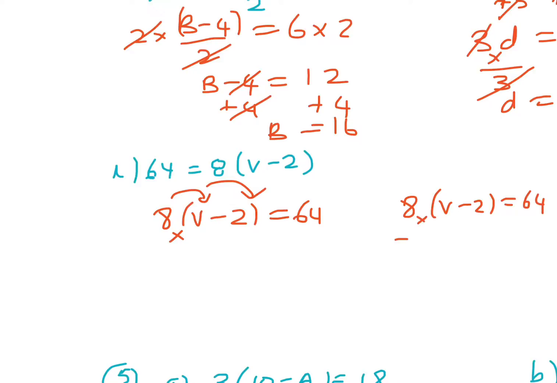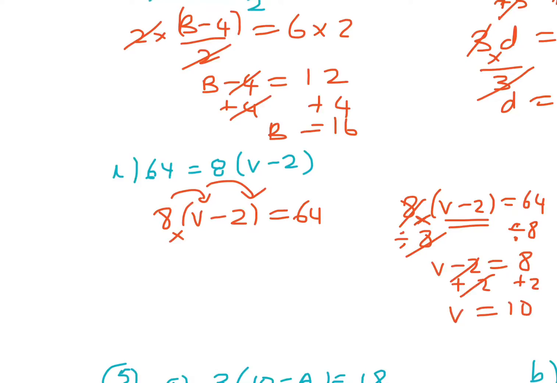If you divide it by the 8 straight away, it's actually a bit quicker, and you can do that because it's 8 times all of this, okay? The 8s cancel, and v minus 2 is 64 divided by 8, which is 8. Plus 2, so v will be 10.